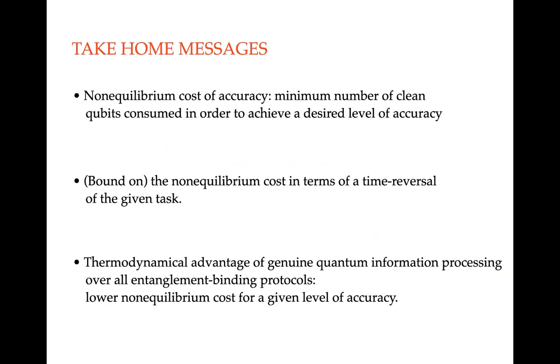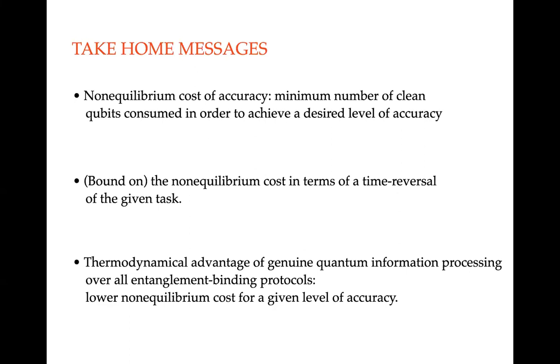All right, so I'm done. I will just leave you with a few take-home messages. So the first is about the framework. We define this notion of the non-equilibrium cost of accuracy as the minimum number of pure state clean qubits that are consumed by the best implementation possible if you try to achieve a desired level of accuracy in a task that you want to achieve.